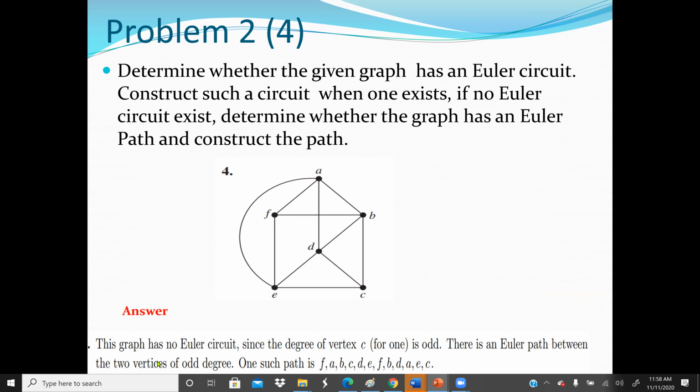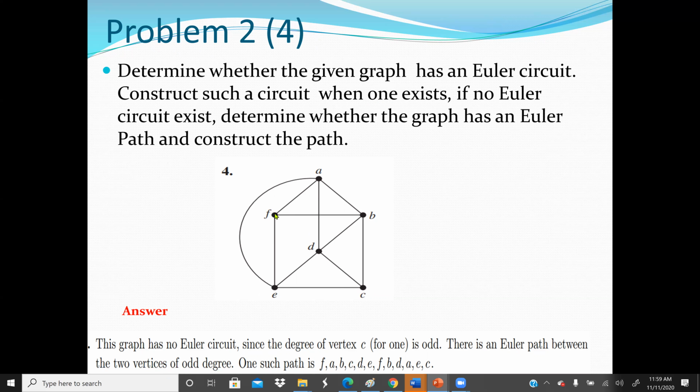So here we say the graph has no Euler circuit since the degree of vertex C is odd. But there's a path between the two vertices of odd degree. Because C and F are odd, two of them. So we need to start from F and we have to end at C. Or if we start from C, we have to end at F, because those are the only two vertices of odd degree.